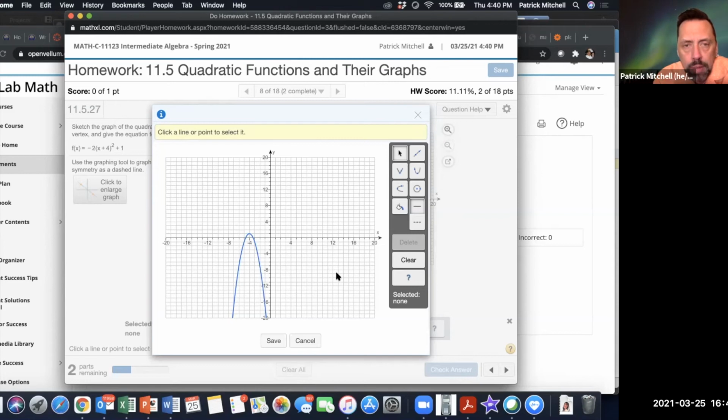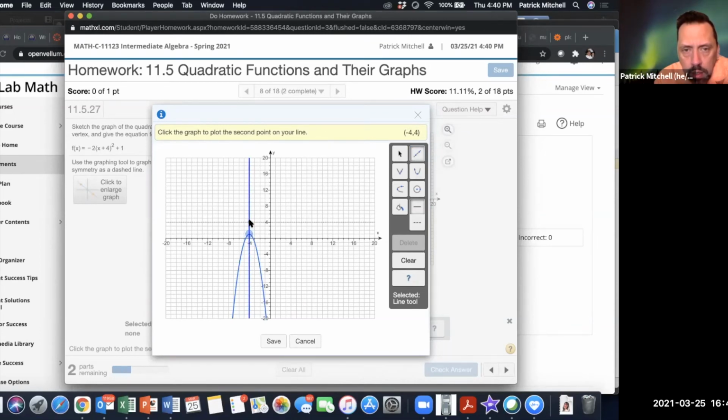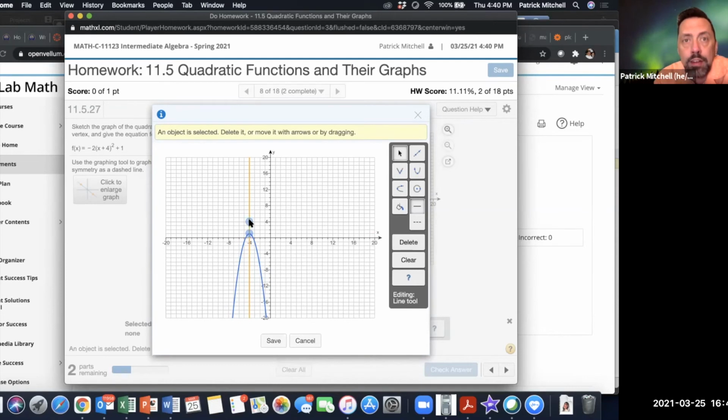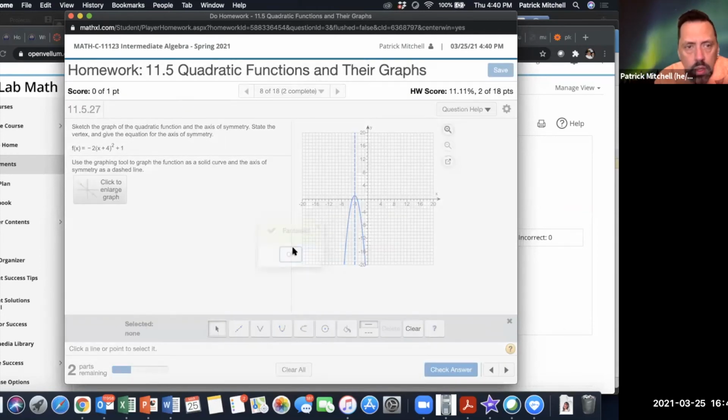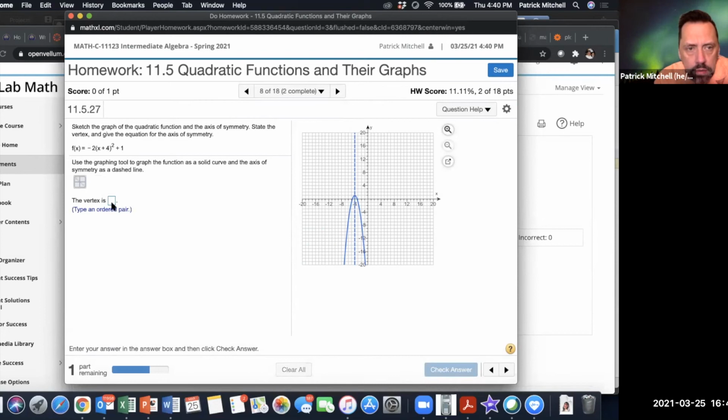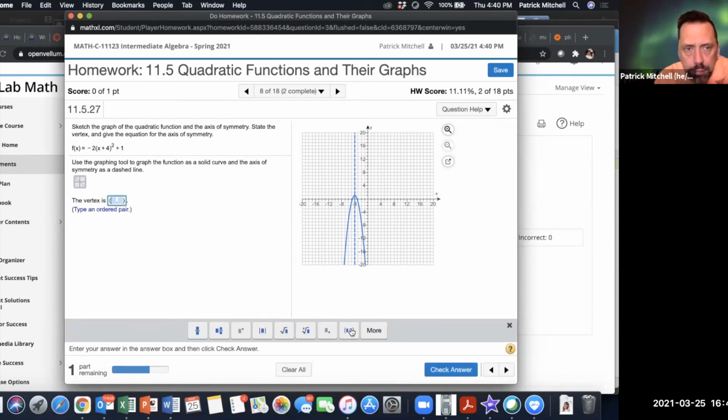And I have to draw my axis of symmetry. So I click on the line tool. My first point will be the vertex, and my second point, I'll just do something like that. And then don't forget to make it a dashed line. All right, so now that should be all done. We will hit check answer. Woohoo! The vertex is -4, 1.